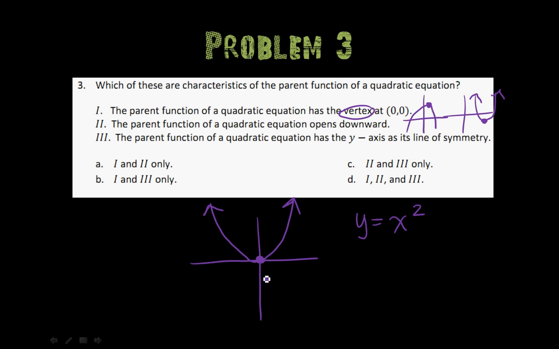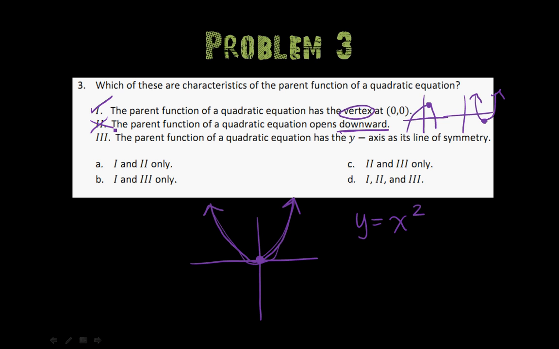I'm sorry that my drawing is not that good, but if you graphed it, you would see that it's right at 0, 0. So that one is true. The parent function of a quadratic equation opens up or downward, and clearly this guy is opening upward. The cup is on the top, so it's facing up, and this is wrong.